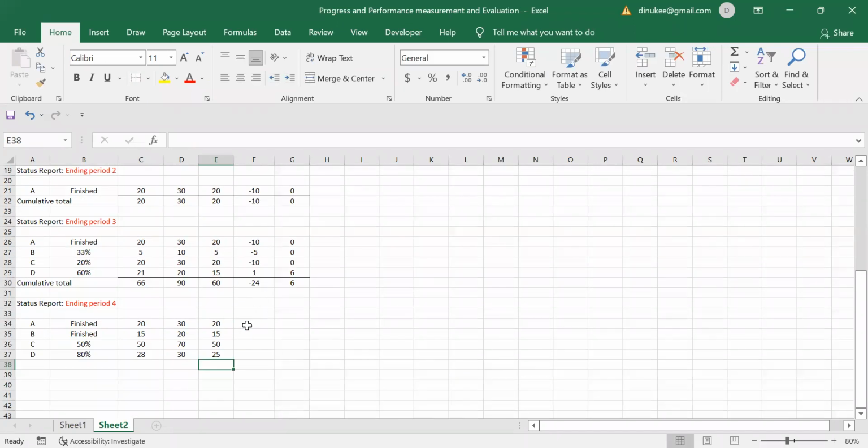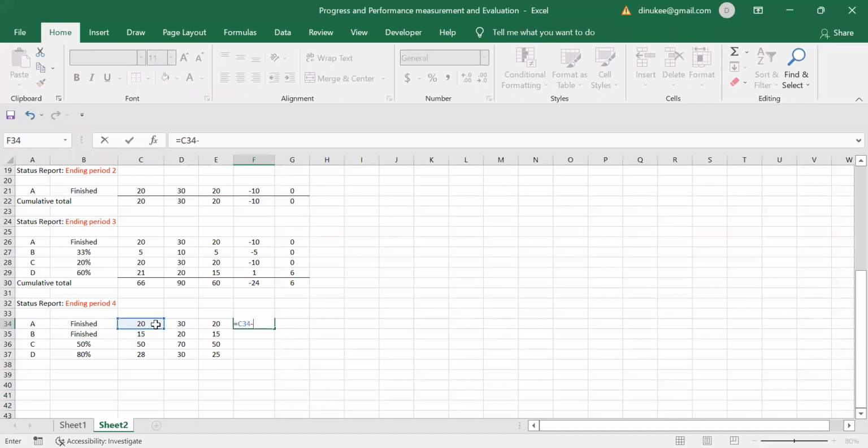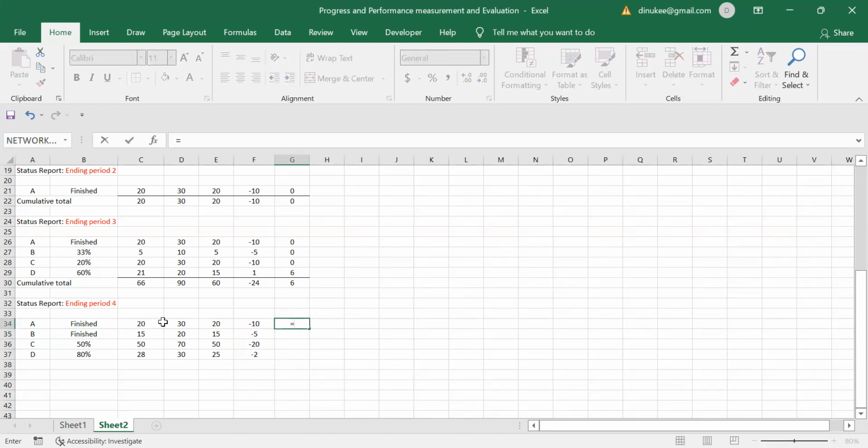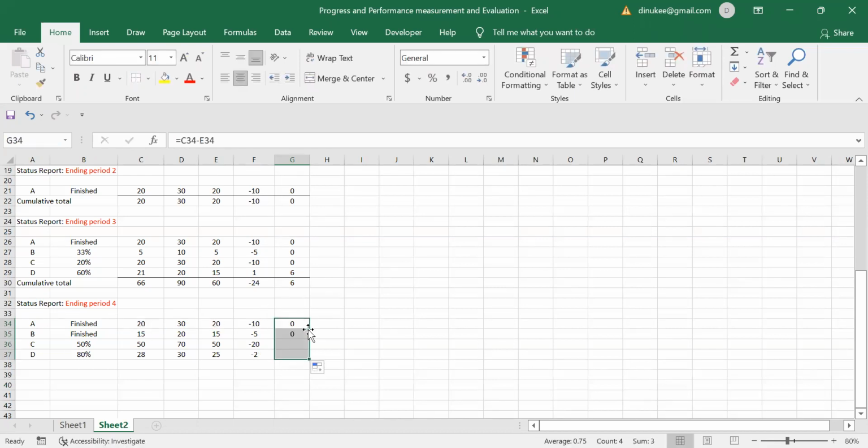Now the cost variance. For the cost variance, you have to take the earned value and deduct the actual cost. So it is minus 10 here. I will take the sum and drag and drop, right? So the schedule variance is the earned value minus the planned value. And here I am now taking the cumulative total, right?